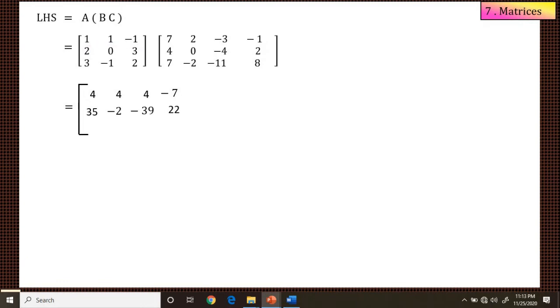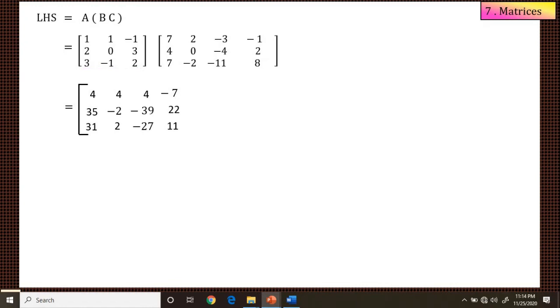Now to get the third row elements, with the first column elements you have to operate. So when you operate, you will get 31. And with the second column, if you operate, you will get 2. And with the third column, if you operate, you will get minus 27. And with the fourth column elements, if you operate, you will get 11.